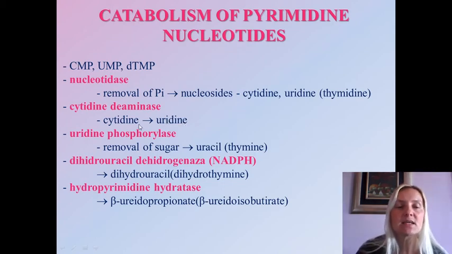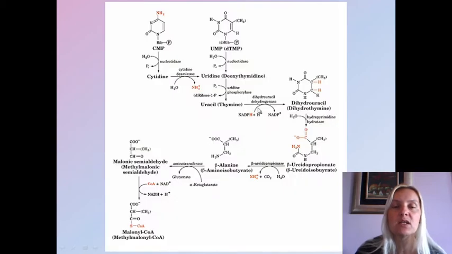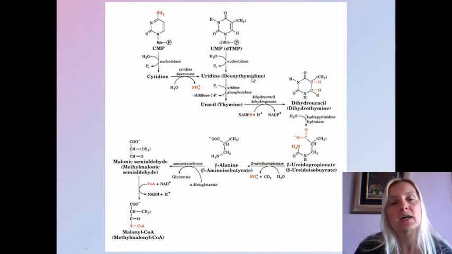The next enzyme is involved in transformation of uridine and the removal of sugar moiety is uridine phosphorylase here. So ribose or deoxyribose 1-phosphate are removed from our nucleosides.